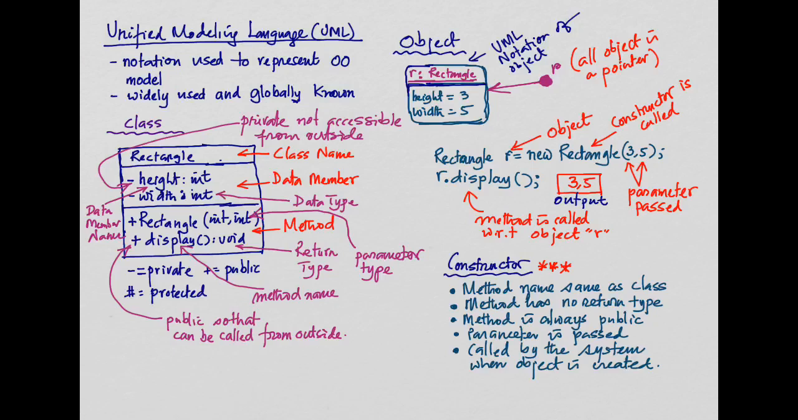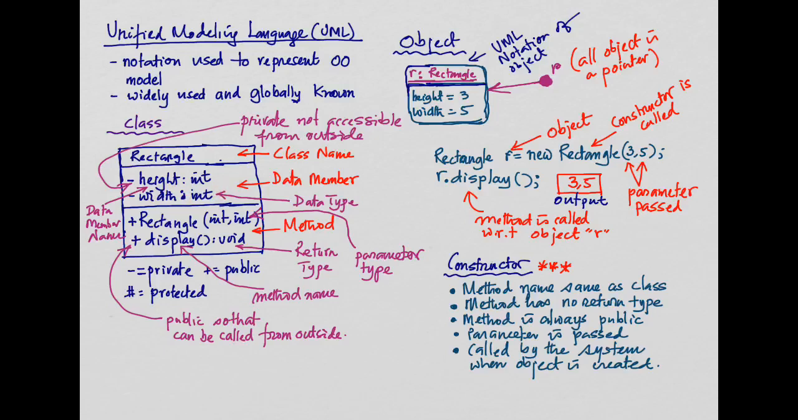Take a look at the first one, which is the class. Class is the data type. What it has is 3 chambers. The first chamber is the name of the class. The second chamber is for the data members. So for data members, we have height and width. Please remember there is a colon and then the data type. So height colon data type, width colon data type.